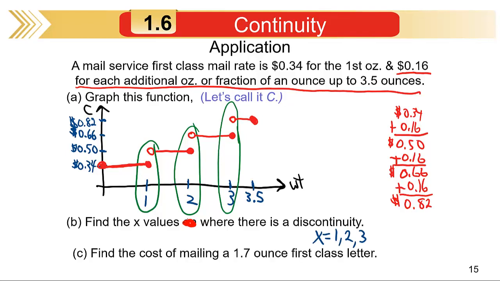And finally, find the cost of mailing a 1.7 ounce first-class letter. With the graph, that's simple. You just find 1.7 on the x-axis, the horizontal axis, cross-reference it up, and you find out that it costs 50 cents to mail a first-class letter.